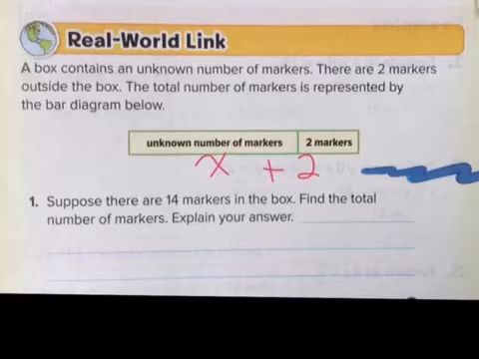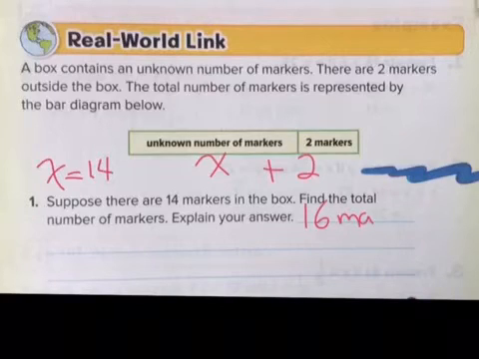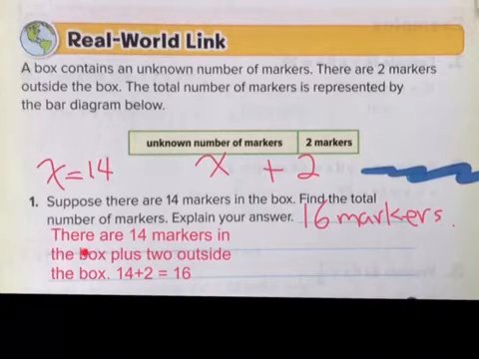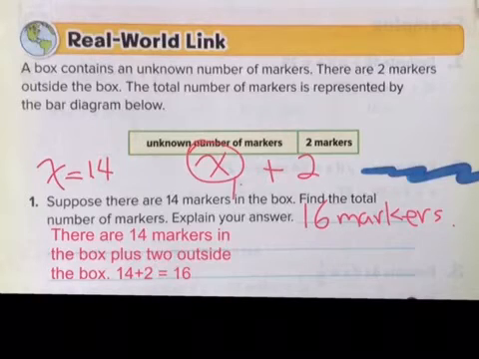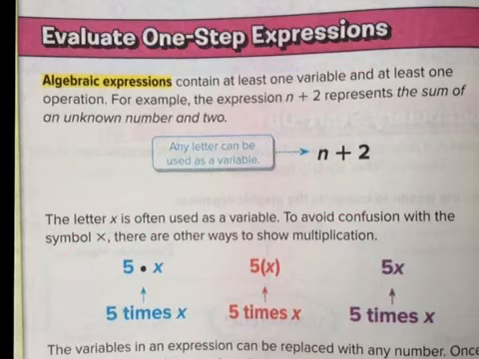Okay? But now let's assume that there are 14 markers in the box. Find the total number of markers. Explain your variable. So they're telling us now that x equals 14. X is 14. So what's our answer? Well, our answer is 16 markers. Right? 16 markers. If there are 14 markers in the box plus 2 outside the box, it looks like 14 plus 2 equals 16. So we would replace this variable here with 14, and we continue to add our 2, and we get our 16.